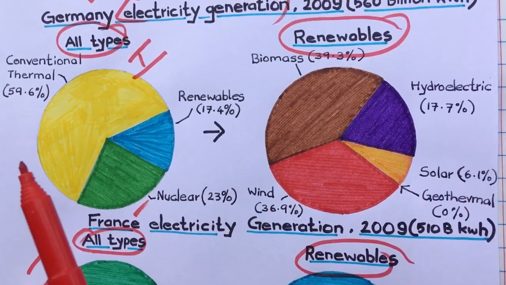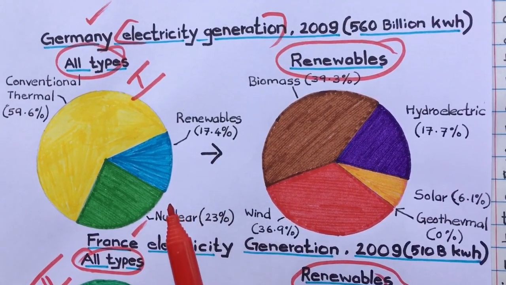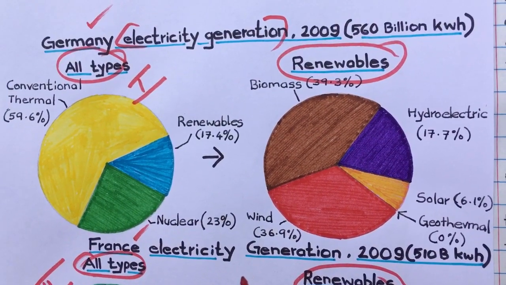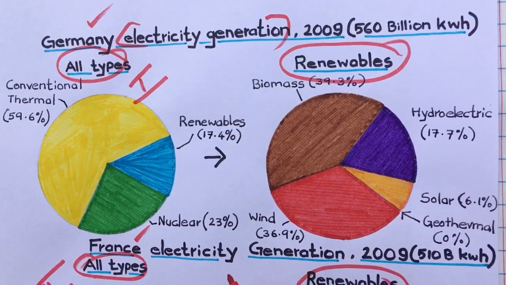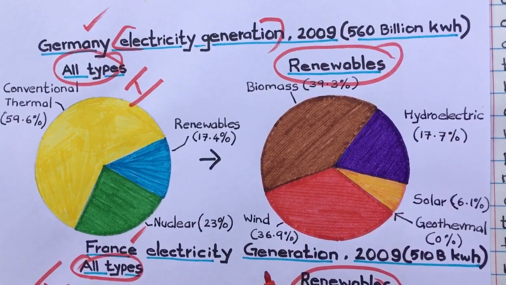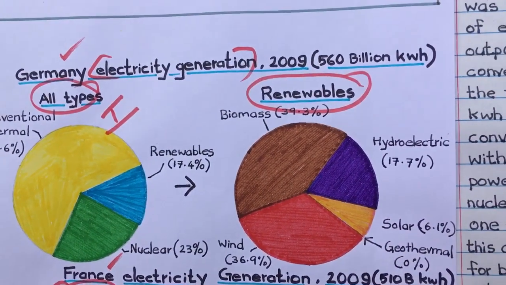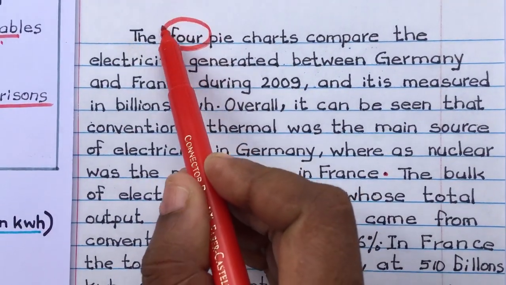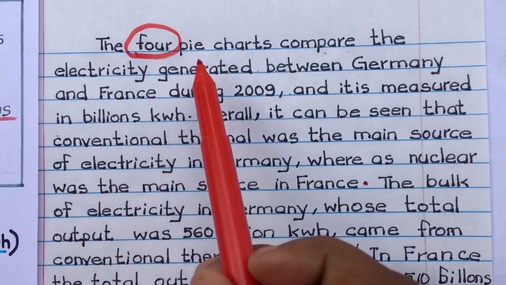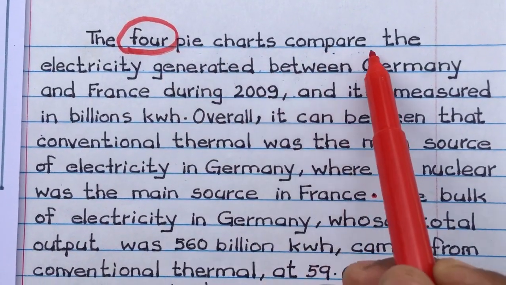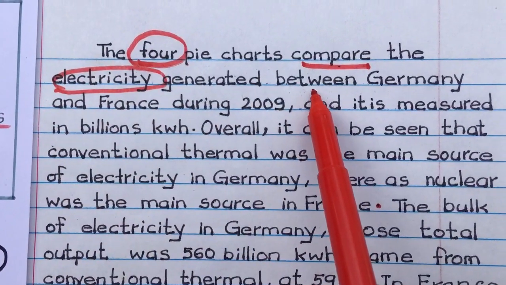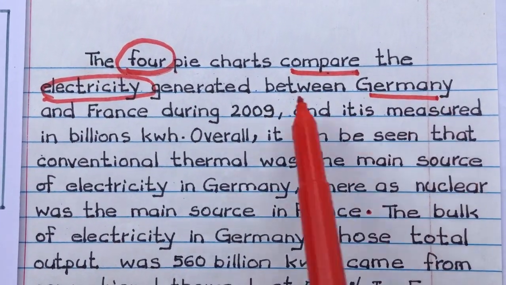Always I say that first you have to go for your main information or the main features or striking features and then move to further details. Okay, so let's move to the sample essay now. So the 4 pie charts. Okay, so you have to mention how many. The 4 pie charts compare the electricity generated between Germany and France.